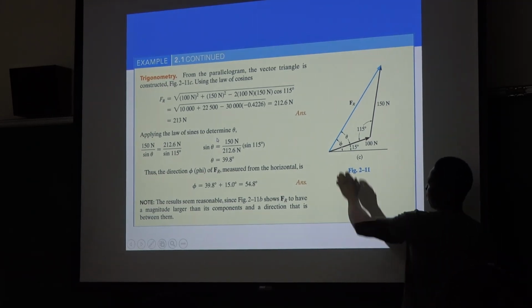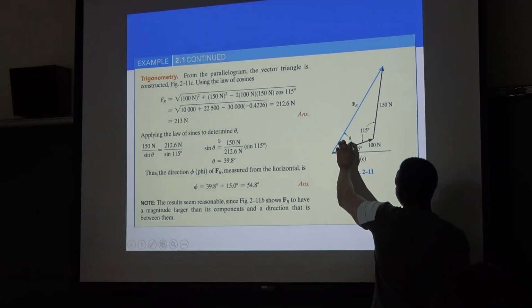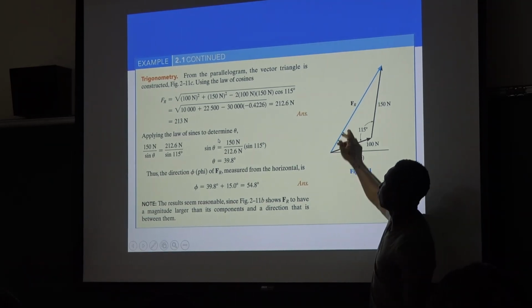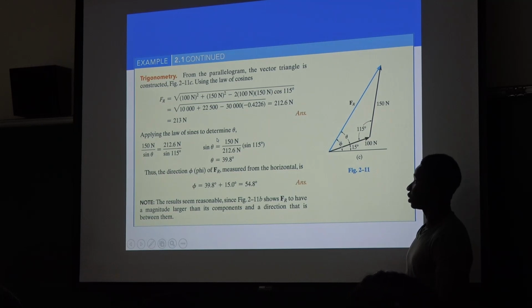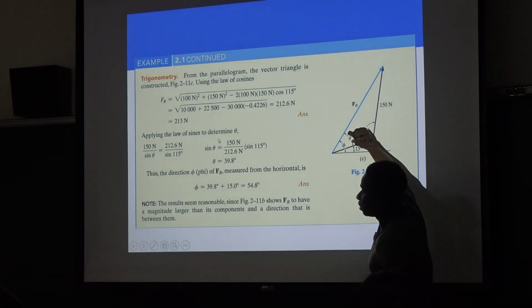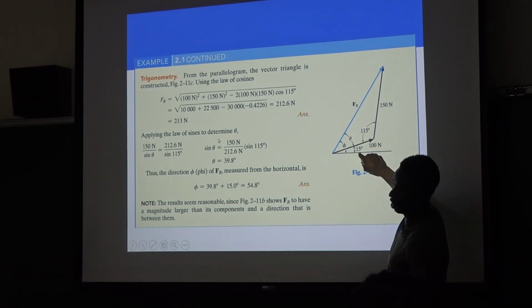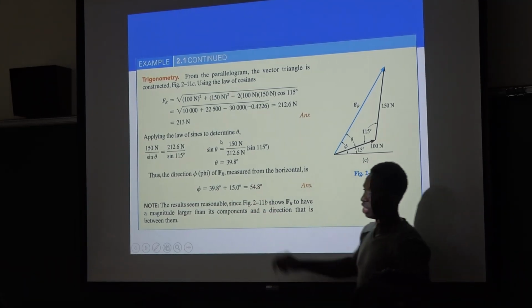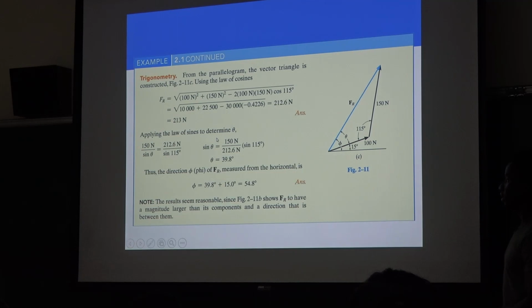But the 39.8 is from here to here. If we want to know the location of our resultant from the horizontal, what do we do? We just add this to 15, right? So that's this 39.8 plus 15. And that's how this one came about.